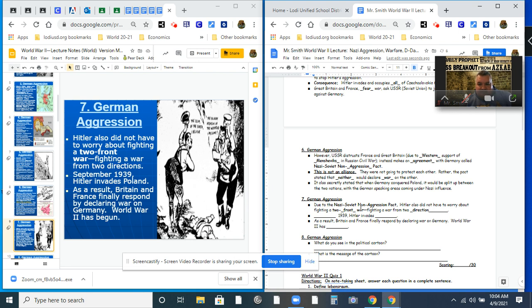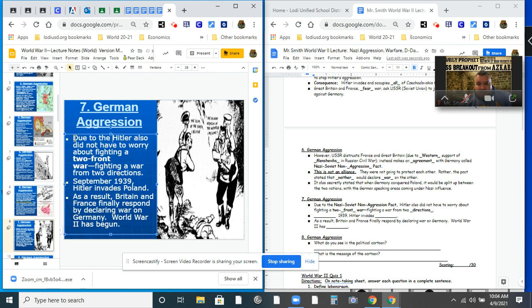So write in front and directions. I'm going to change the notes to reflect what's in the notes.